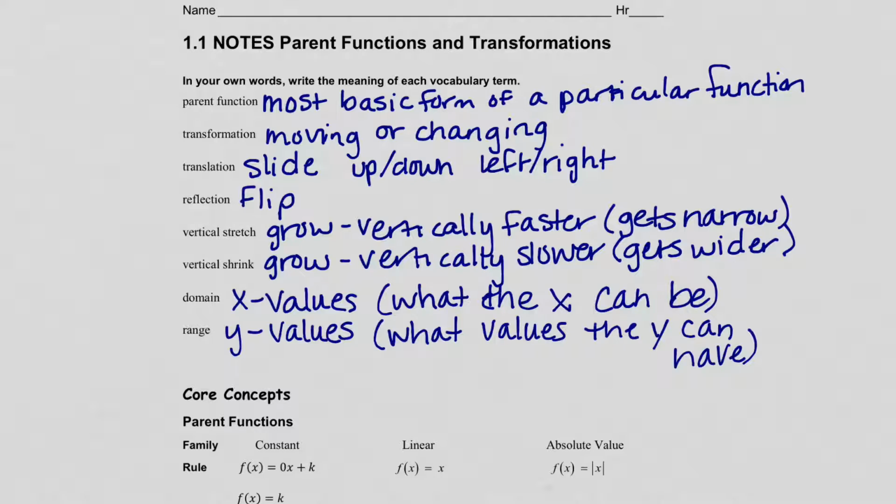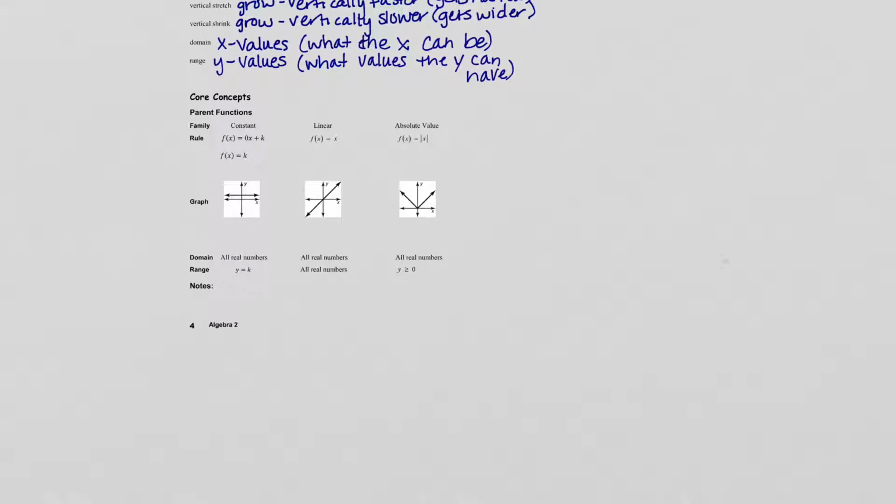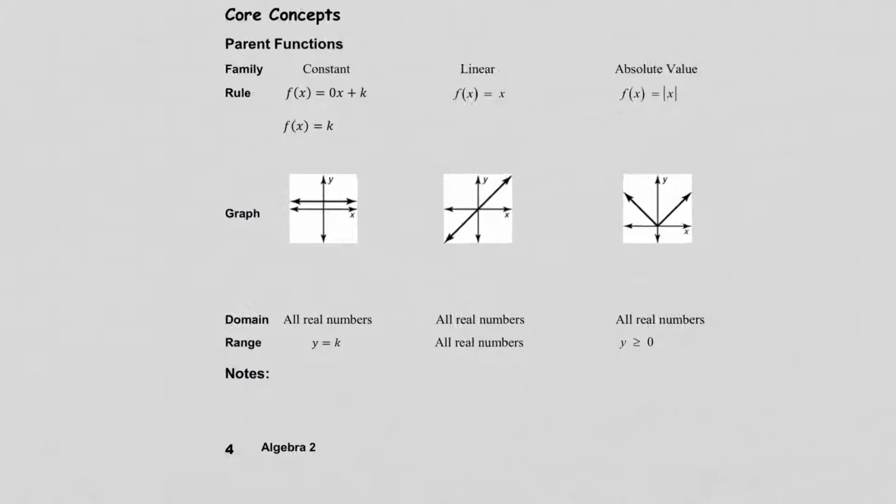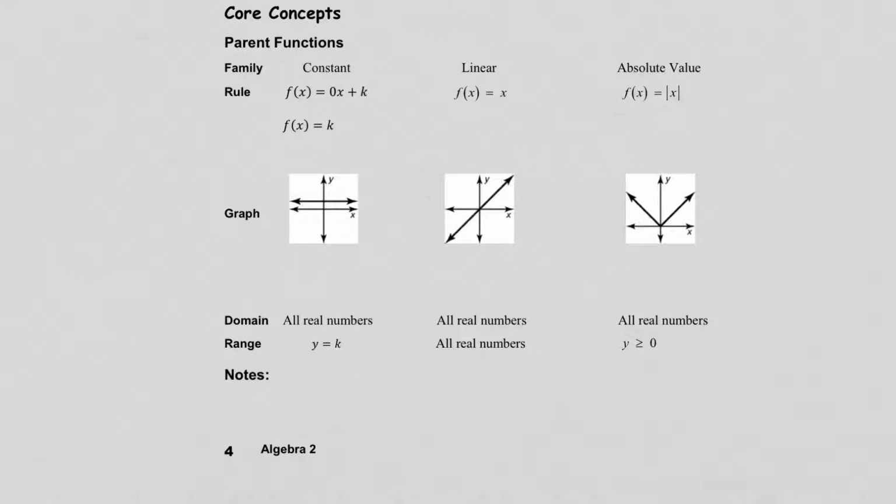Okay, so if we come down here and we look at these, let's zoom in here. These are three types of parent functions that we're going to talk about. We're going to talk about a constant. It's going straight across from left to right. That means there is no slope. It's a zero slope. It's just going straight across. It's not going rise over run, so it doesn't go up and over.